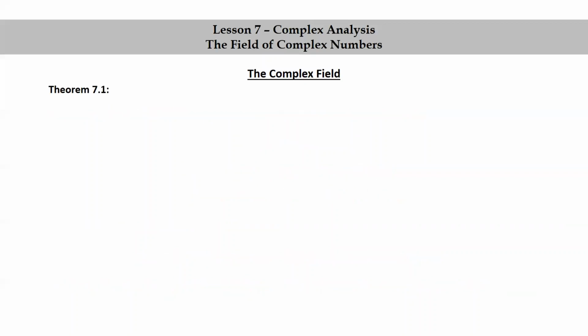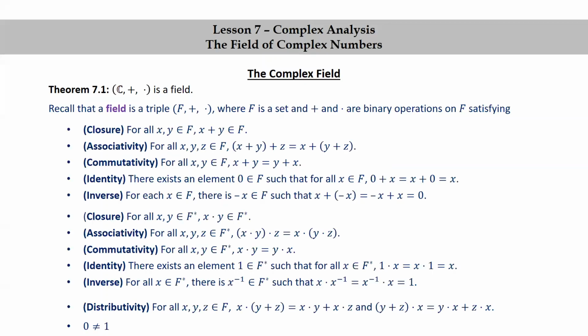Theorem. The set of complex numbers, together with the operations of addition and multiplication, is a field. Let's just recall for a moment the definition of a field. So a field is a triple (F, +, ×), where F is a set, and plus and times are binary operations on F, satisfying, well, the first 5 conditions: closure, associativity, commutativity, identity, and inverse for addition in the field F, tell us that we have a commutative group under addition.